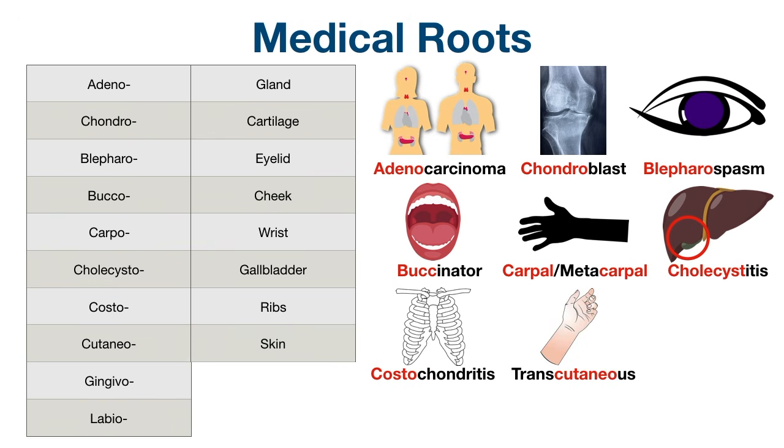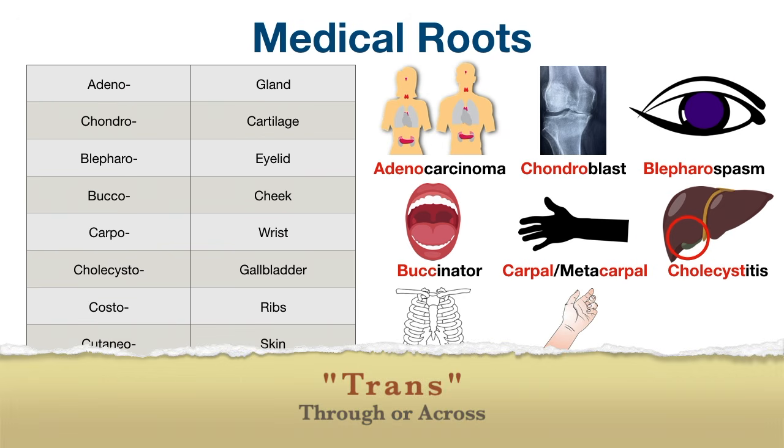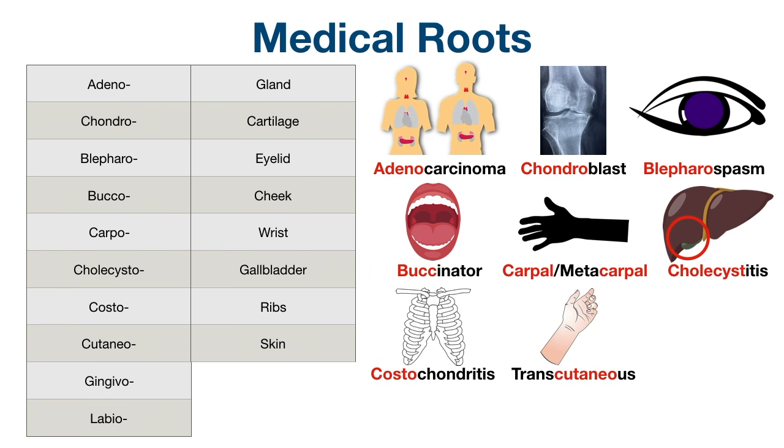Next is cutaneo, which refers to the skin. A good example is transcutaneous because it's another term that uses a prefix followed by a root. We learned in the prefix video that trans means through or across. So transcutaneous means by way of or through the skin. An example medical term would be transcutaneous pacing, which is a temporary means of pacing the heart by delivering pulses of electrical current through the skin.